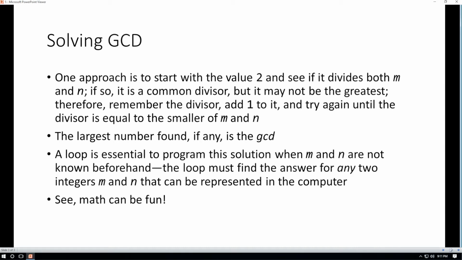A loop is essential to program this solution. M and n are not known beforehand, so our routine to do the solution must be able to handle any two integers m and n.